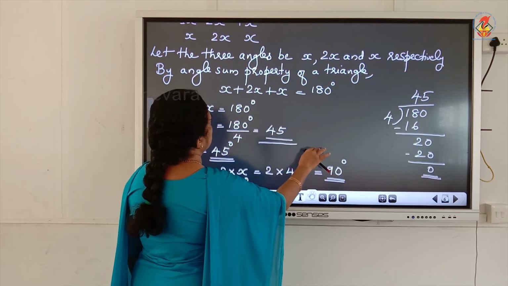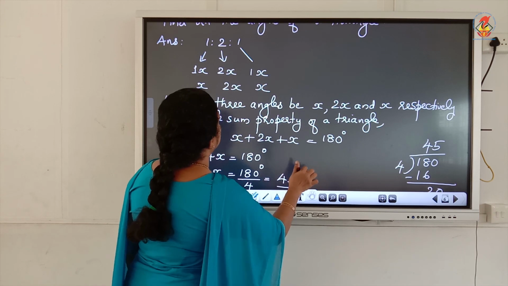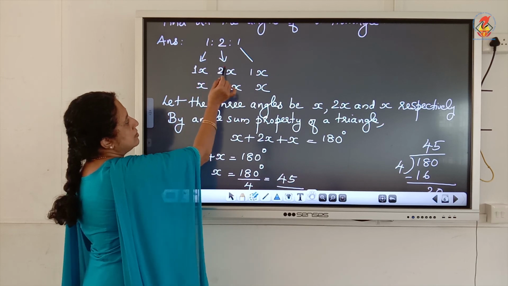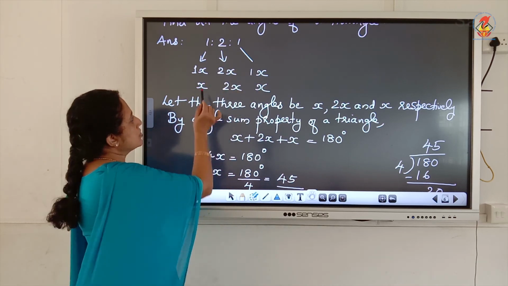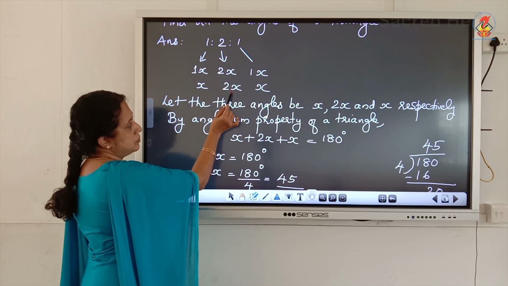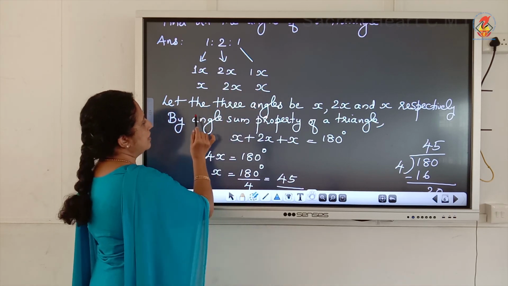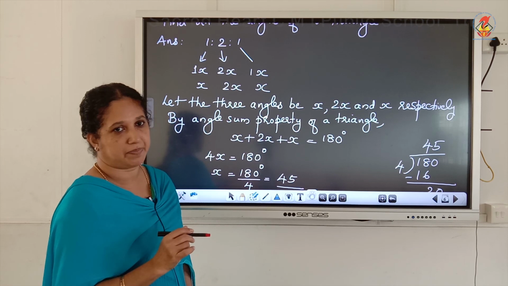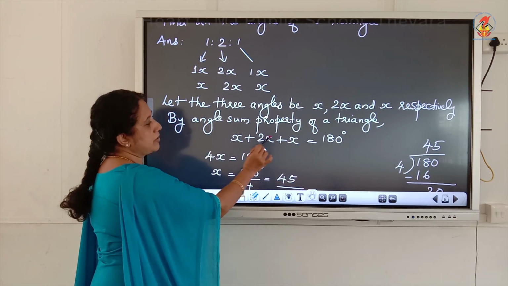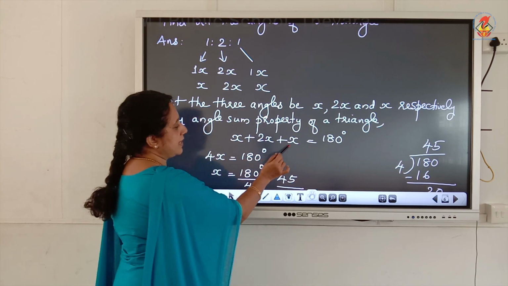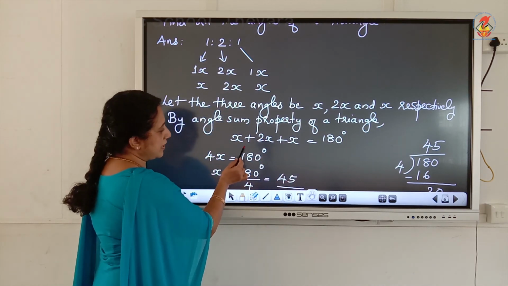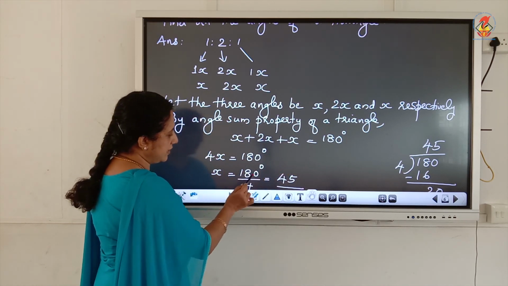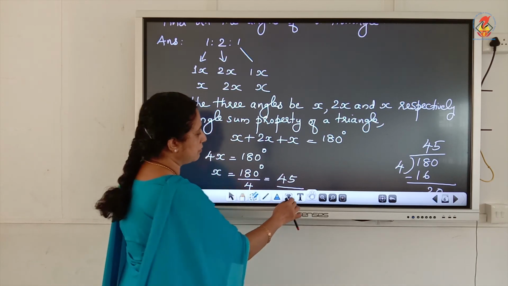Now look at that. Here the ratio is given as 1:2:1. So we can take the angles as 1x, 2x and 1x respectively. So 1x means x itself, 2x, then again 1x is x itself. Therefore the angles are x, 2x and x respectively. Now we have to apply the angle sum property of the triangle. The sum of the measures of the three angles is equal to 180 degree. Therefore x plus 2x plus x is equal to 180 degree. That is 4x is equal to 180 degree. We can find the value of x, which is equal to 45 degree.